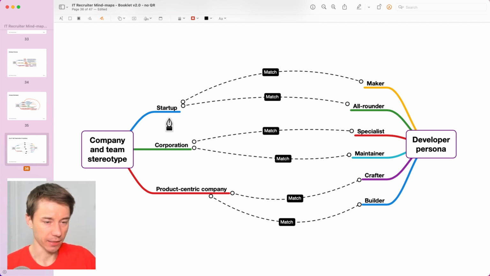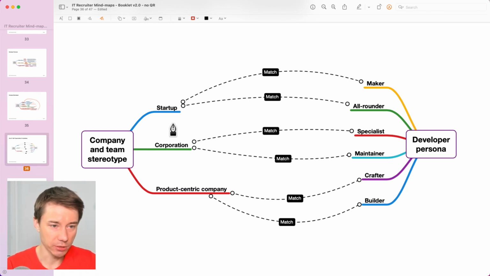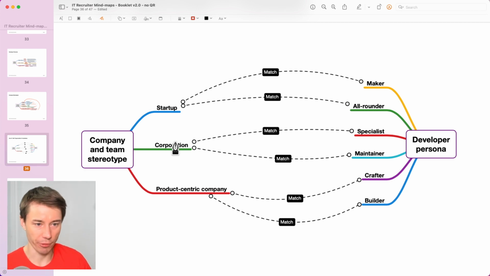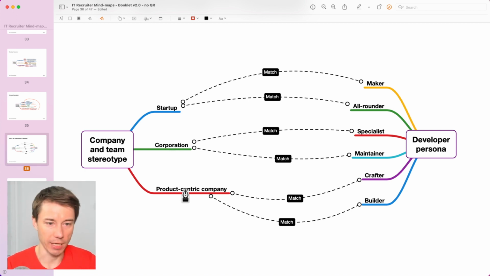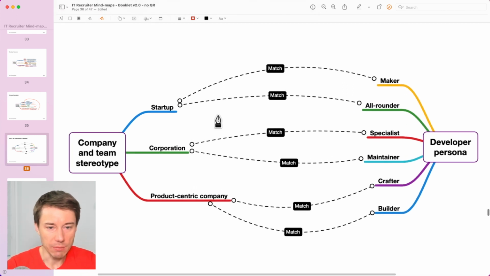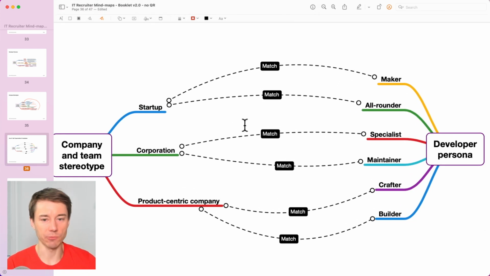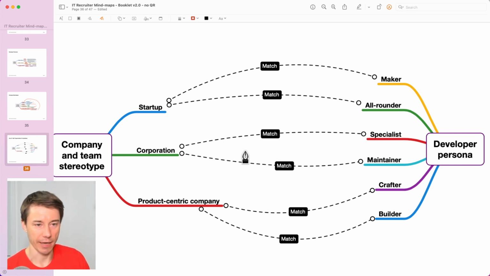So I told you in the previous video what is the difference from the developer's standpoint, whether they join a startup or a corporation or a product-centric company or an agency. So this mind map probably says it all, and I'm not saying that the other options are not possible, like for example a crafter to join a corporation. It's just thinking about the best possible match or how you can start thinking about it actually, right? So let's go through all these one by one.